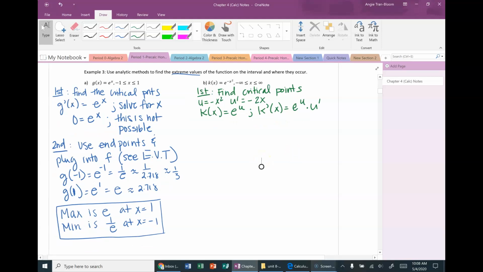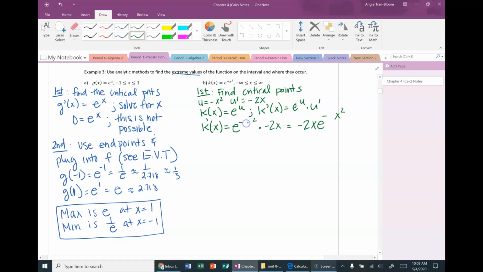Okay, so with this said, I now have to plug u back in and u prime back in. So k prime of x equals e to the negative 2x squared times u prime was negative 2x. And I'm just going to move the negative 2x in the front just because I want it to look pretty. Nothing wrong with putting it back. Okay. Oh, my bad. U is just a negative x squared. So let me erase my negative 2. Negative x squared. Erase that. Okay, and then erase this.